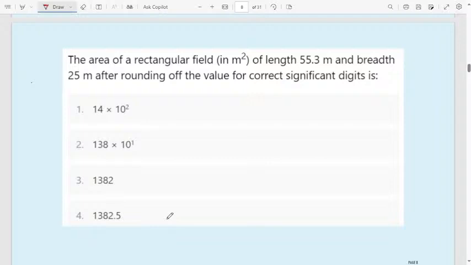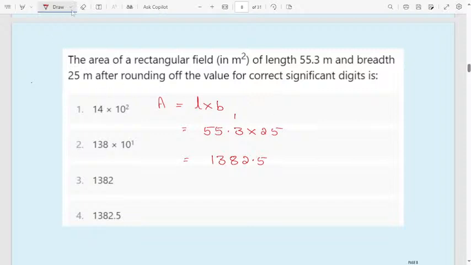Next question. The area of a rectangle is given in meter square. The length is 55.3 meter and the breadth is 25 meter. After rounding off, what is the value with the correct significant digits? You know the formula: area of a rectangle is length into breadth. Length is 55.3, breadth is 25 meter. Multiply, you will get 1382.5. This one has one decimal place, and 25 we can write it as well.